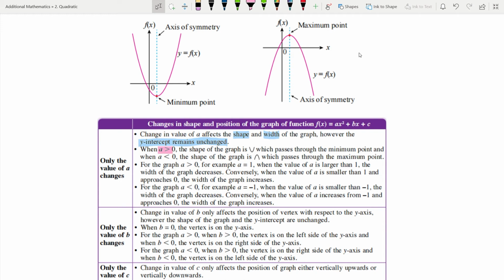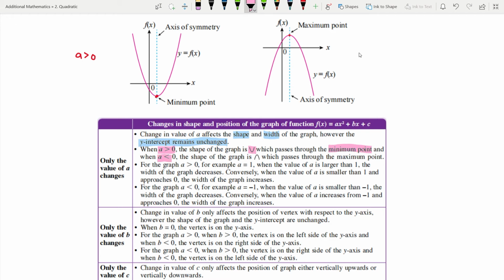When a is greater than 0, the shape of the graph is a smiling curve which passes through the minimum point. This is shown by the graph on the left side. A is greater than 0, meaning a positive value. And we can see the axis of symmetry passes through the minimum point.